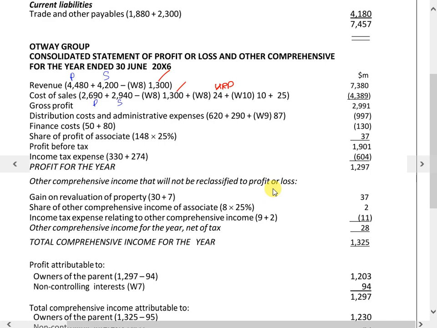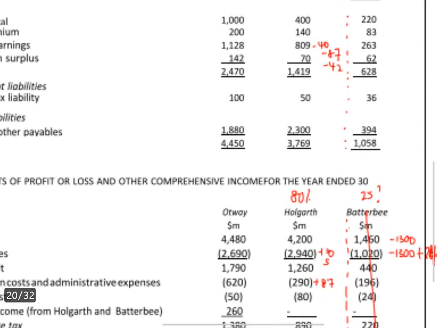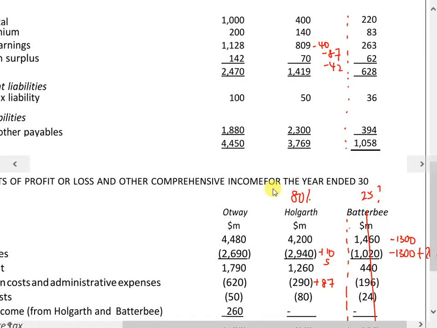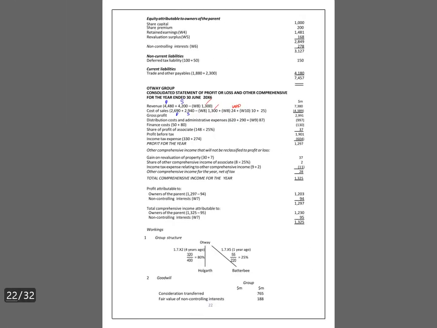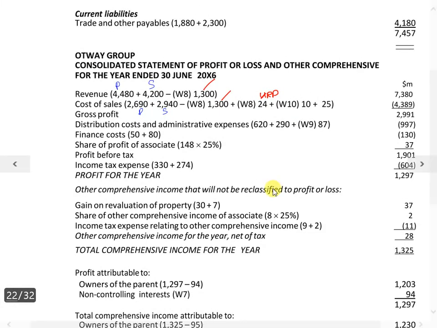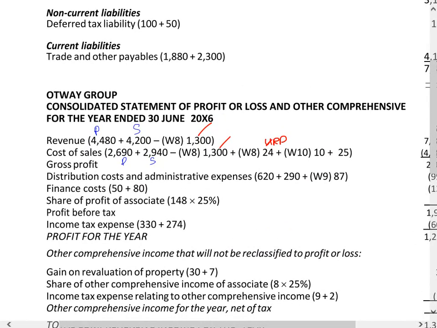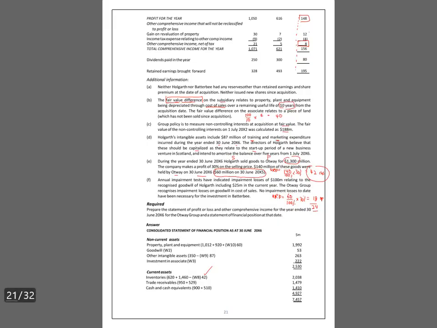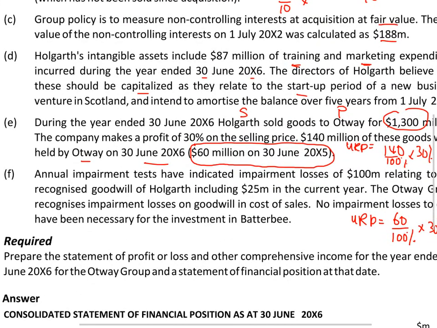And what is this 10 and 35? The 10 here is your additional depreciation. Remember the 10? And what is that 25? What is it again? 25. Do we have impairment for this? Where? Oh, we haven't looked at this here.